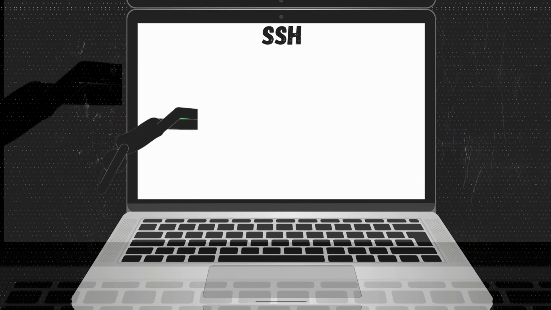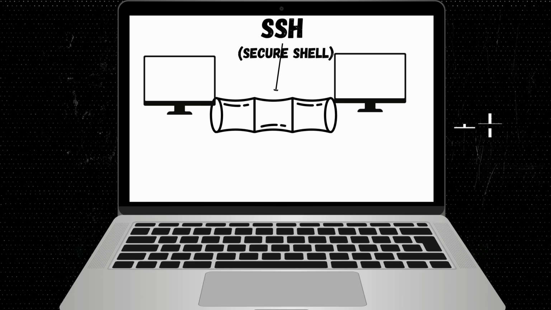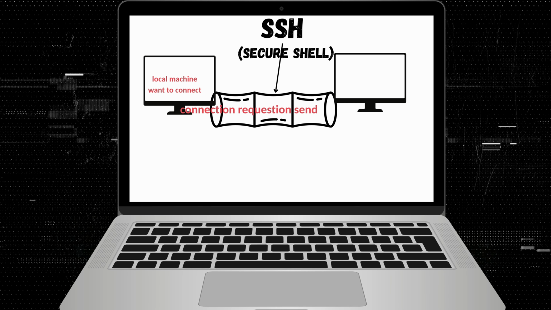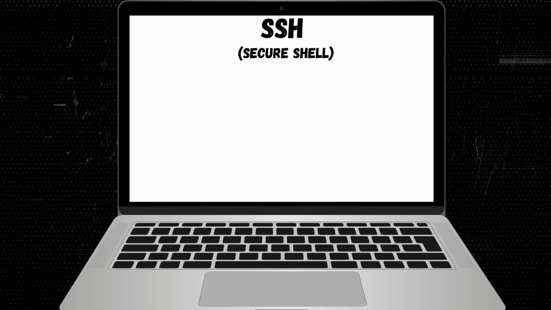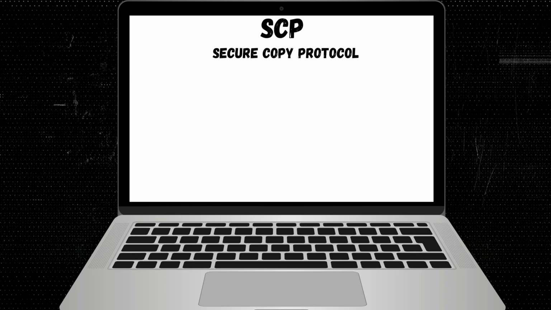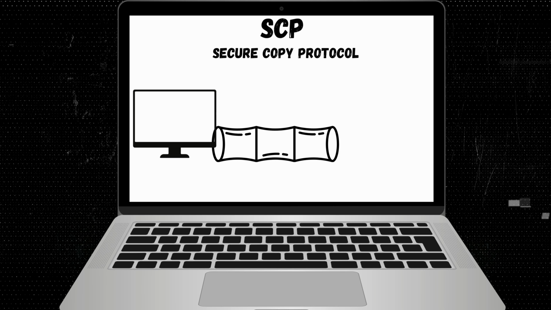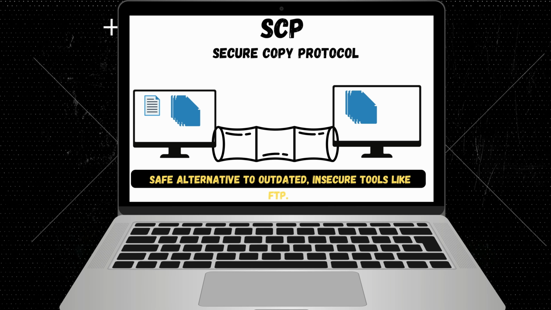Let's get started. Think of SSH, secure shell, as a super secure tunnel between two computers. Anything you send through this tunnel, usernames, passwords, commands, is encrypted. It's the standard way to manage servers, cloud instances, and even other computers on your network. SCP, on the other hand, is the secure copy protocol. It uses the same encrypted SSH channel to transfer files. It is the safe alternative to outdated, insecure tools like FTP.